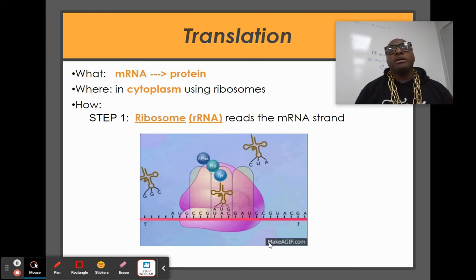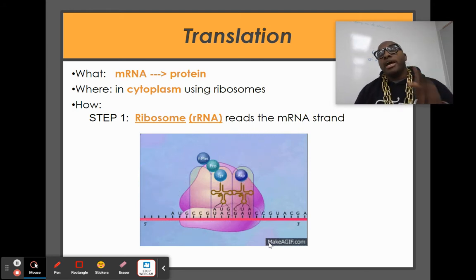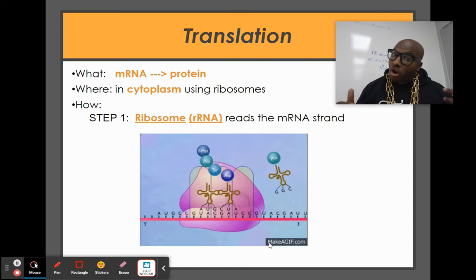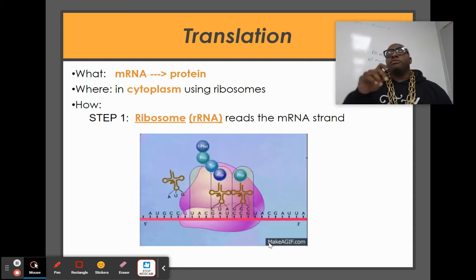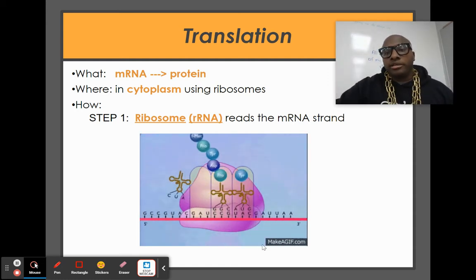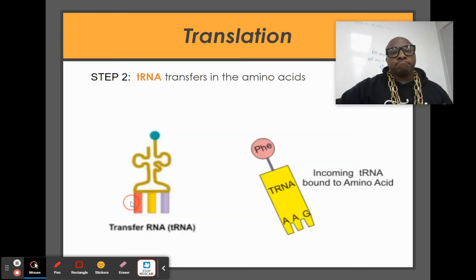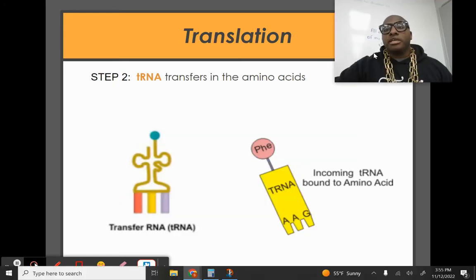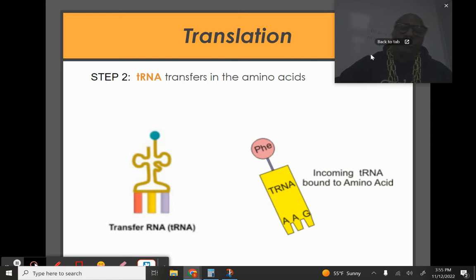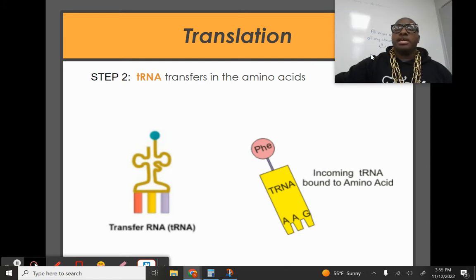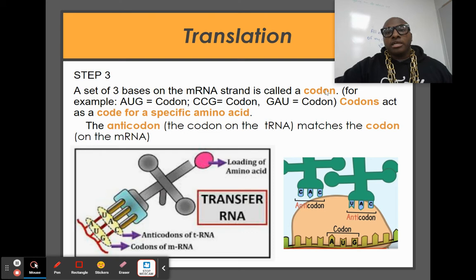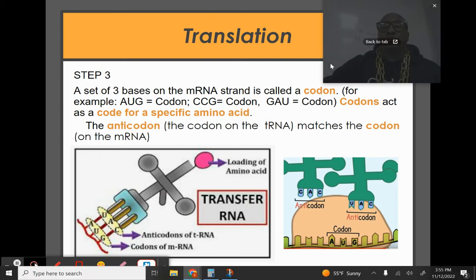So the first step of translation, we have the ribosome or the rRNA that reads the mRNA strand, right? That's the first step. The second step is transfer RNA comes on over with the amino acid and the matching codon to match mRNA. That is step number 2 of translation. Step number 3, I just revealed to you a new vocabulary word, codon.